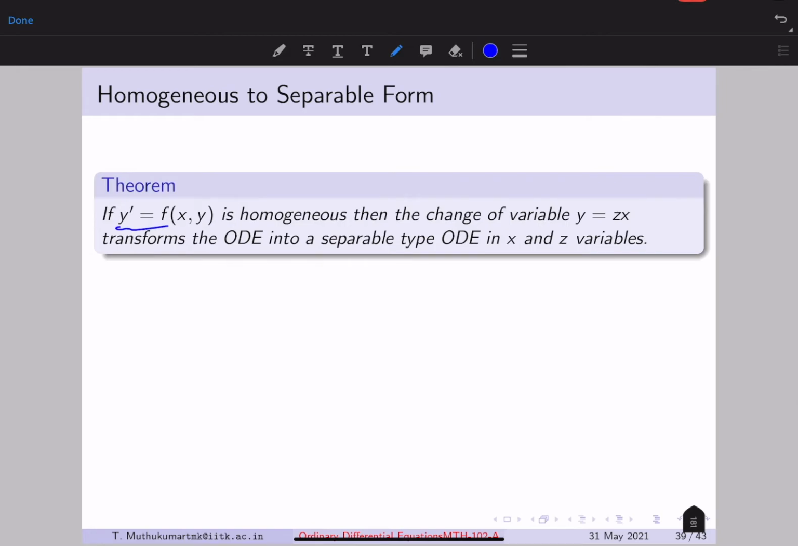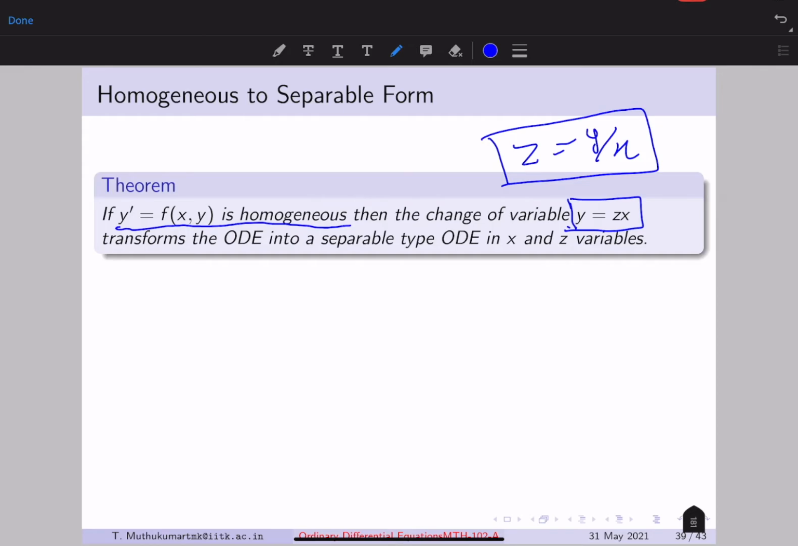If you have an ODE which is homogeneous, then if you employ this change of variable, that is, introduce this new variable z, which is y over x, and if you rewrite the original ODE in z and x variables, then you are going to get a separable ODE in x and z variables. That's the theorem. So let's try proving it.